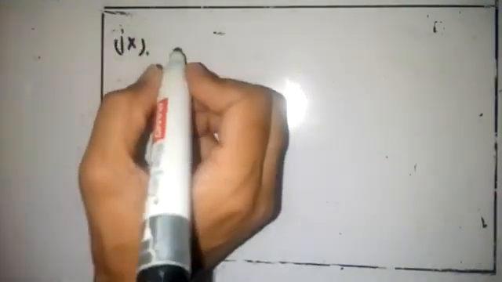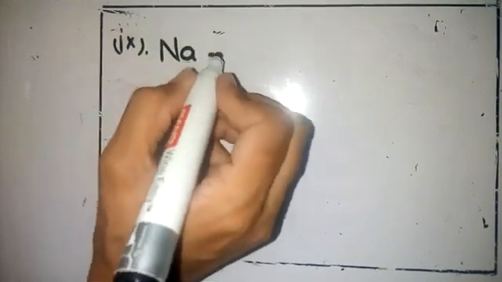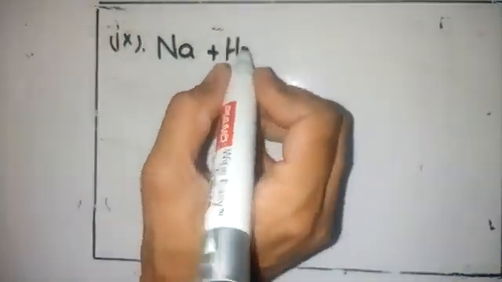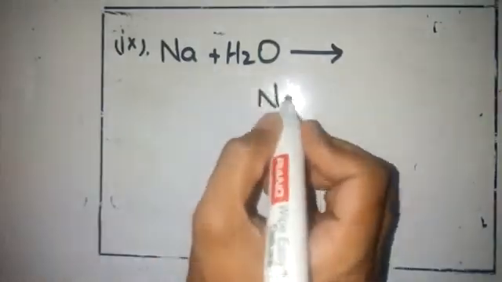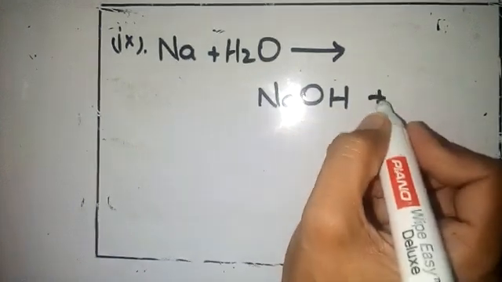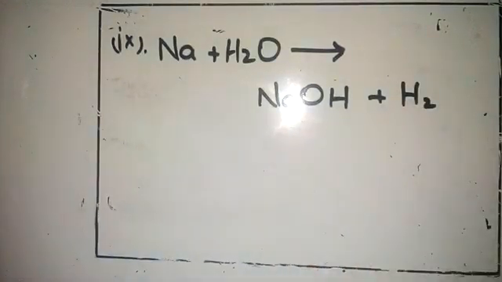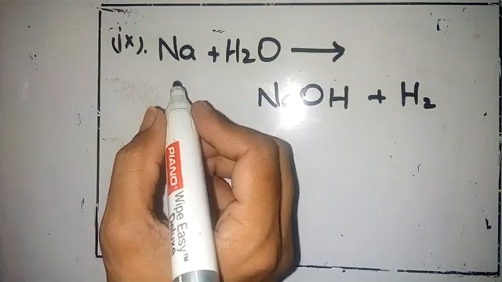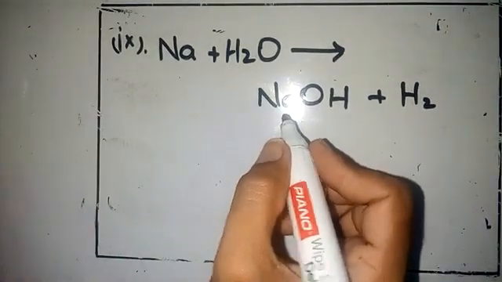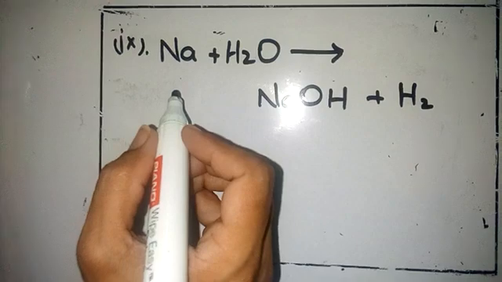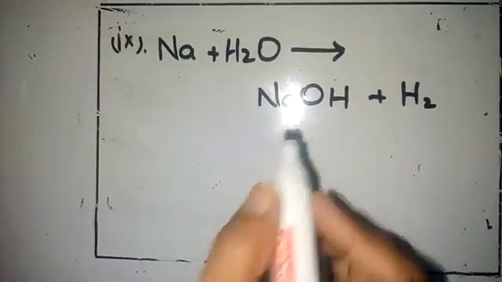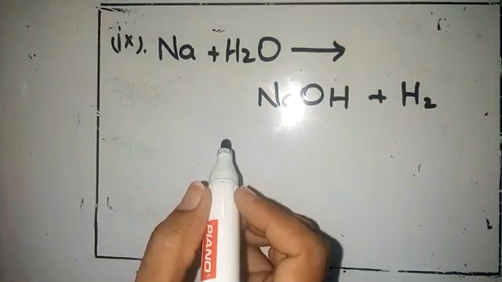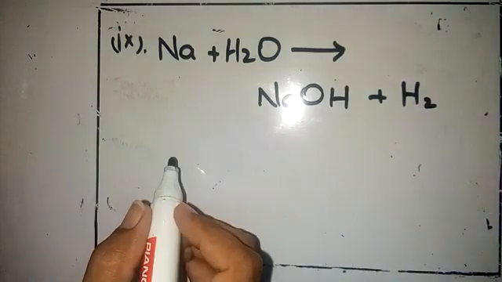Number 9 is sodium reacting with water, and it is giving us sodium hydroxide plus hydrogen gas. So students, the number of sodium atoms is the same on both sides of the equation, but the hydrogen number is different. So we have to balance the number of hydrogen atoms.